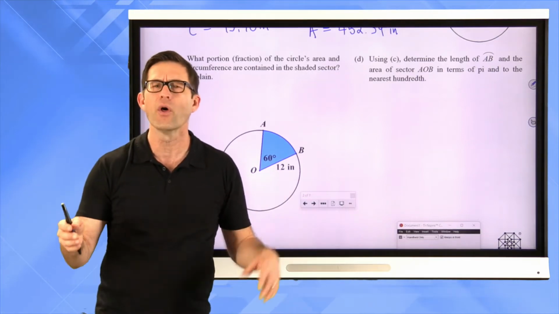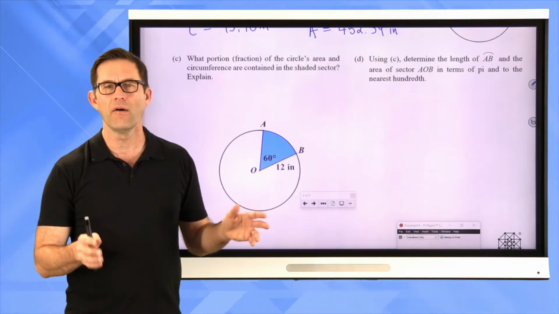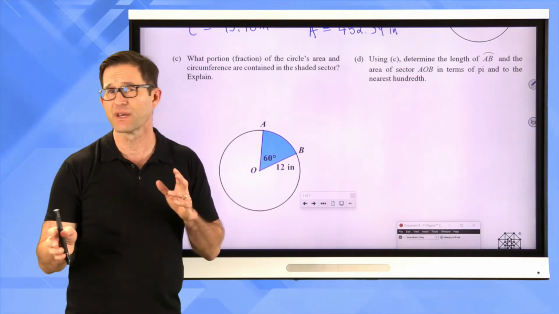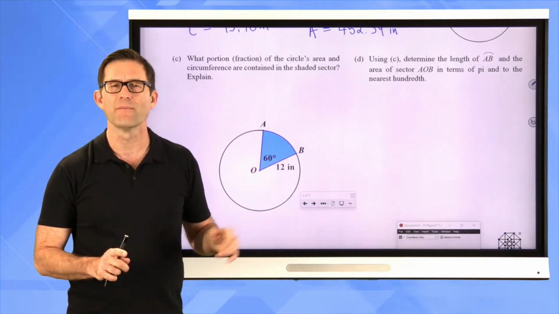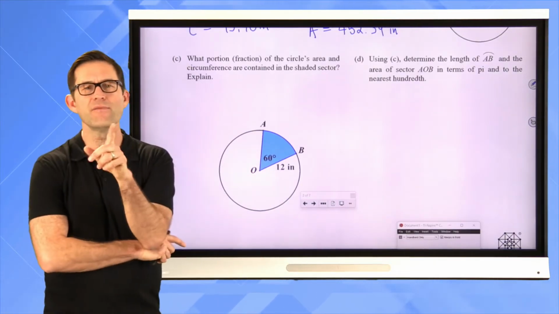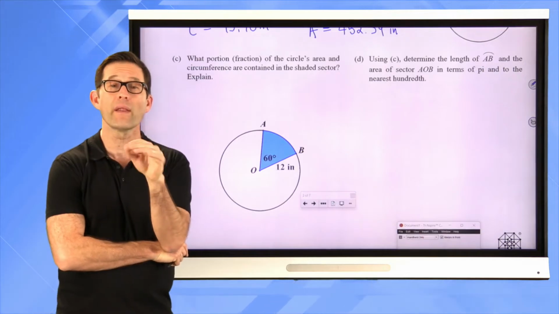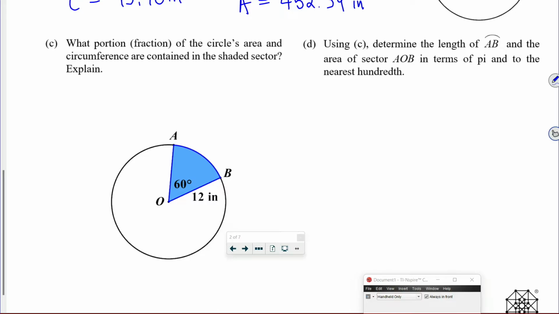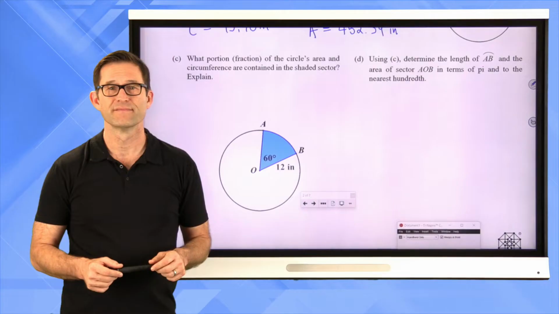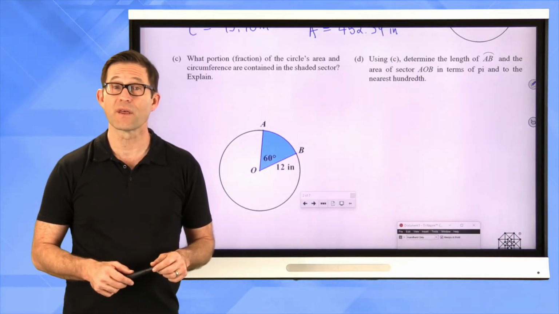Is it 1/5? What fraction of the circle's area and the circumference, and it's going to be the same fraction for both, is contained in this sector? Pause the video now and see if you can figure this out, and it is a relatively nice fraction. Well, it's going to be 1/6, all right?